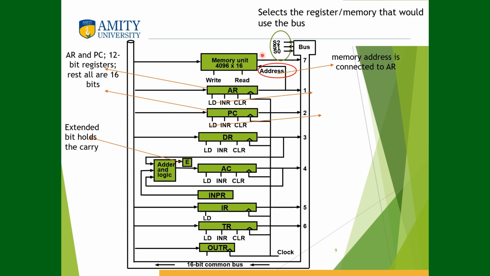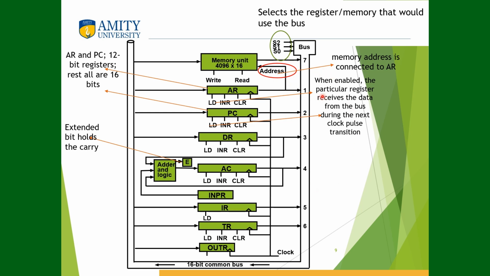First, let's see how the registers are connected to the bus. The memory unit is connected to the bus at level 7. The AR, PC, DR, AC, IR and TR are connected to the bus as well, at 1, 2, 3, 4, 5, 6 and 7. We can use binary values of S0, S1 and S2 to determine which of these will be allowed to use the bus. Hence 111 will allow the memory unit to load onto the bus, and similarly 001 will allow the AR, 010 will allow PC and so on.